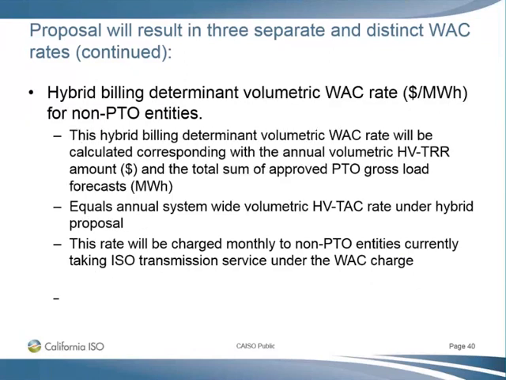So again, these two slides here are just explaining that the billing determinant amount for that volumetric will be based off of that split TRR that we do at the beginning of the year, similar to the regular TAC that we're going to do that for, and then using the sum of the gross load forecast. Basically, it'll be the same exact rate as the one for the TAC volumetric that we're proposing under this change.